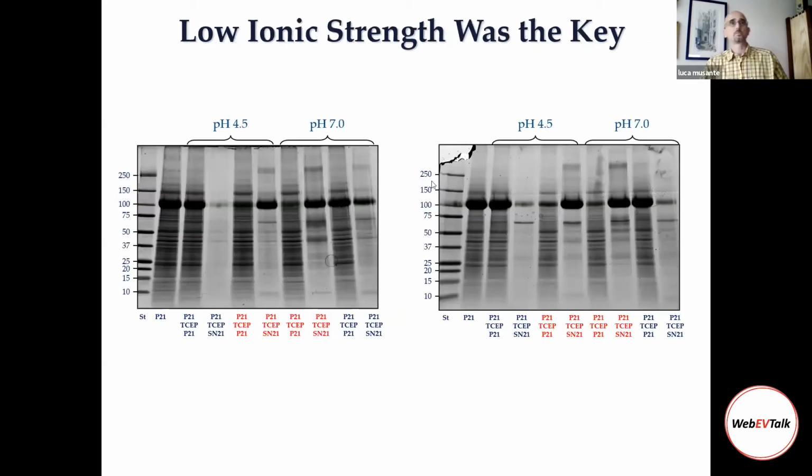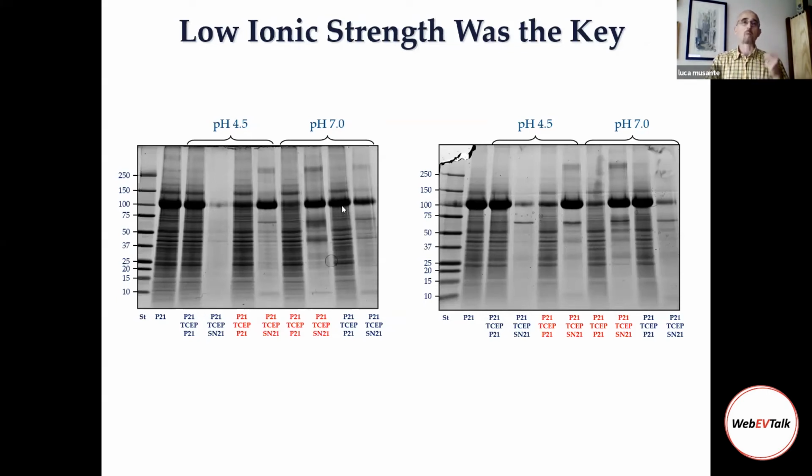As I mentioned in the previous slide, the key was the dilution, and the dilution at a very low ionic strength. Here I highlight in red, in two independent sets of experiments, and independently from the pH of the reaction, that in low ionic strength the Tamm-Horsfall protein is released in the supernatant, while when we use higher ionic strength, it is retrieved again in the pellet.